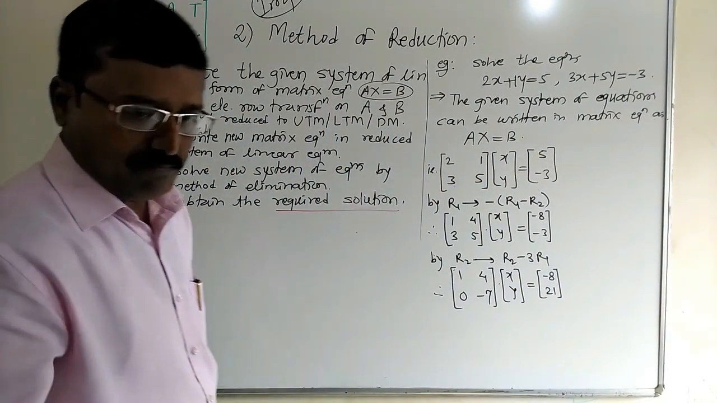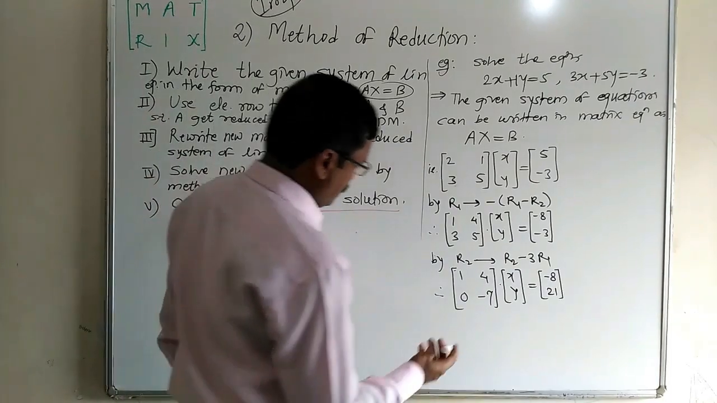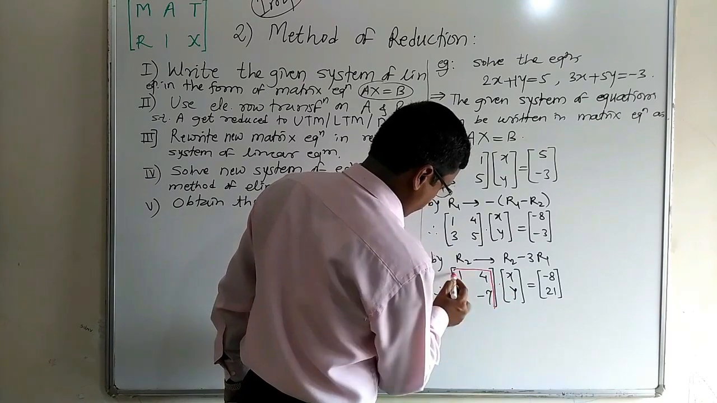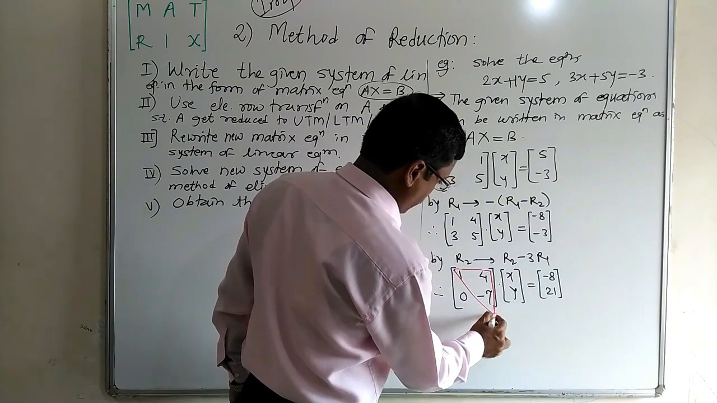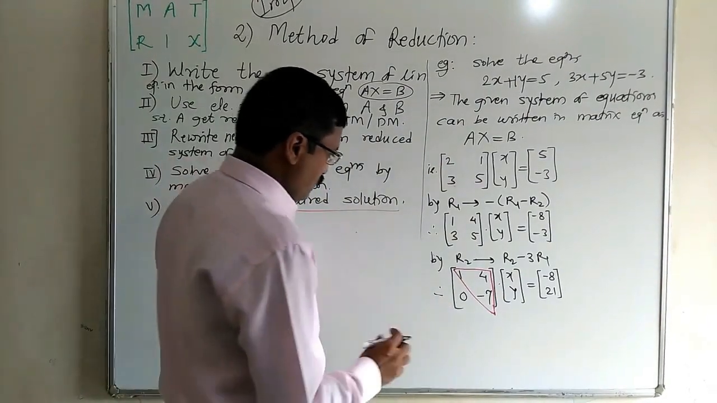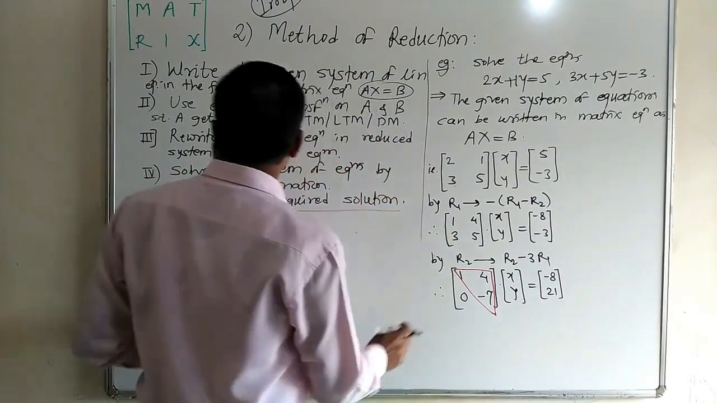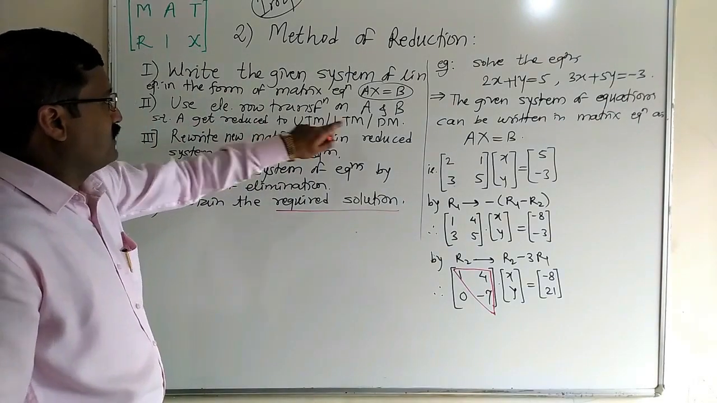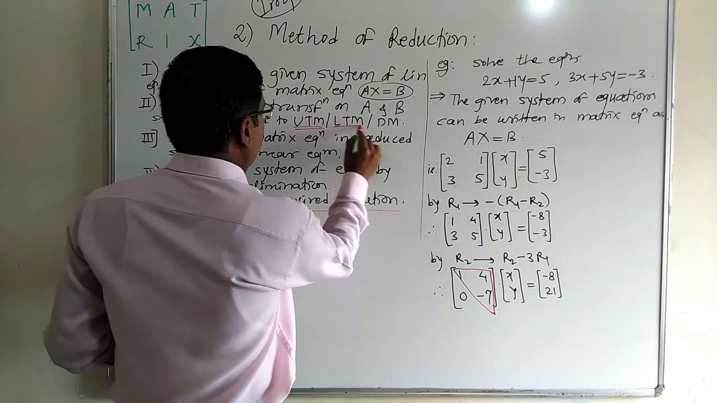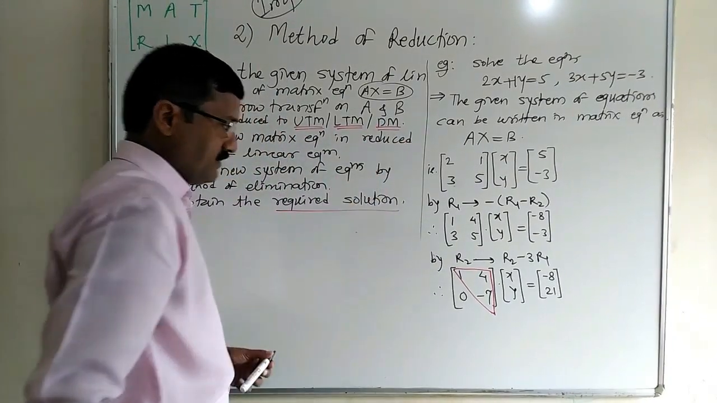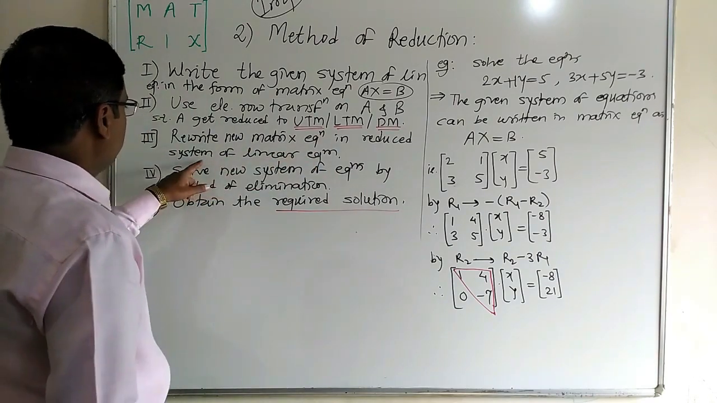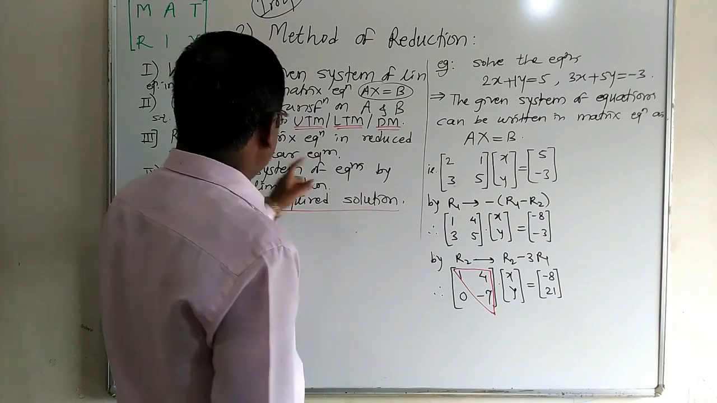So here we get upper triangular matrix, because this is our triangular matrix. This is upper triangular matrix, because we have made 0 here. So let us write at this stage, if we get upper triangular matrix or lower triangular matrix, remember this, either upper triangular or lower triangular or diagonal matrix. Here we have obtained upper triangular matrix. So rewrite the new matrix equation as the reduced system of linear equations.